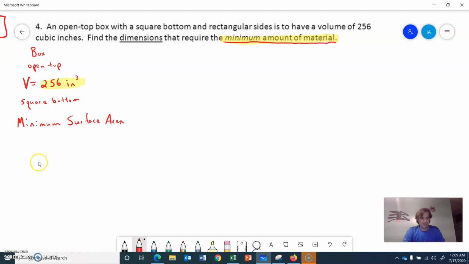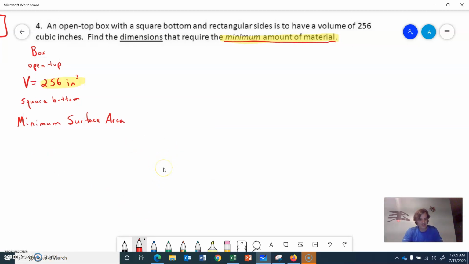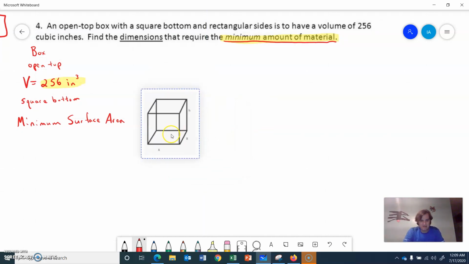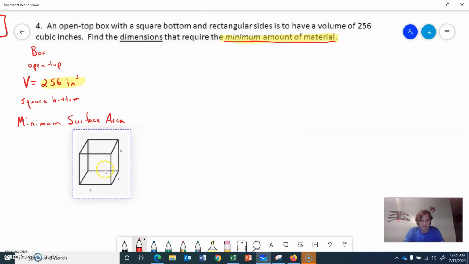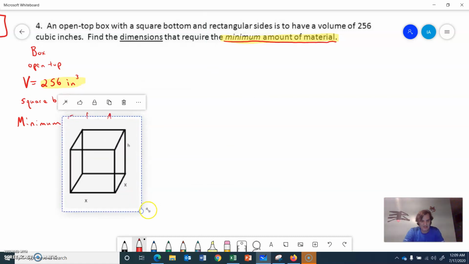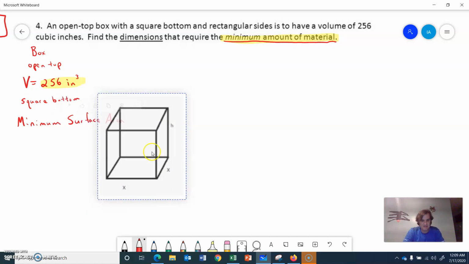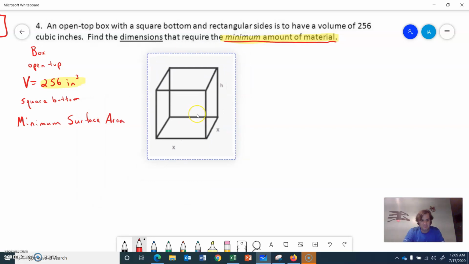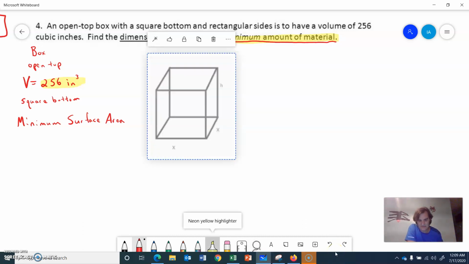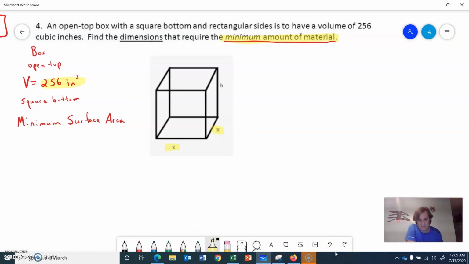Now, I'm not good at drawing, so let's see if I got something ready here, and there's the box. I'm not sure how good that looks to you. Let's make it a little bit bigger. Just don't tilt it like that. I tried drawing the box earlier, it didn't come out too well. But here's our box. So what we see here is we've got the square bottom with X and X, and right now we have a height.